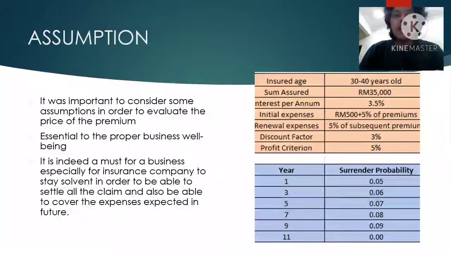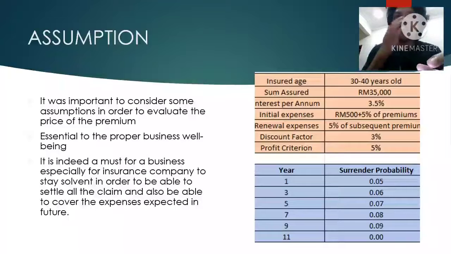For the assumptions, it was important to consider some assumptions in order to evaluate the price of the premium. For our proposed product, which is an endowment policy for people aged 30 to 40 years old, the death benefit will give RM 35,000 if the death occurs. Not only that, if the policyholder survives until the date of maturity, it will also give RM 35,000. This maturity benefit, which is the sum assured of RM 35,000, may be used to finance the retirement of the policyholder. Okay, next, the expenses.